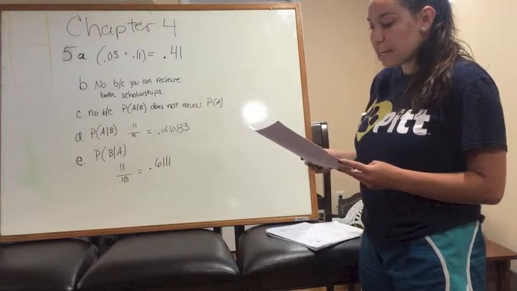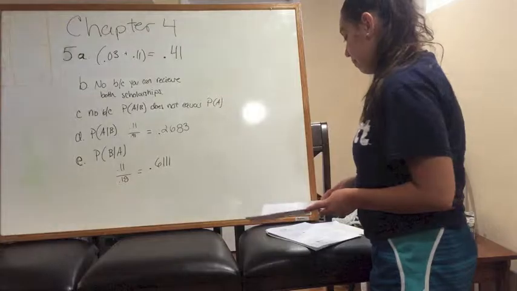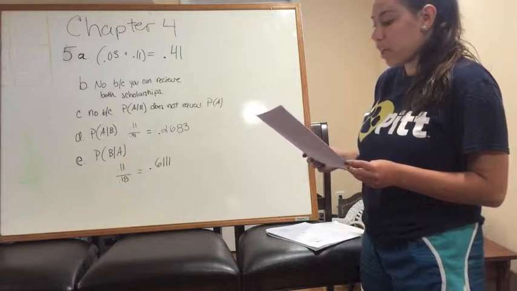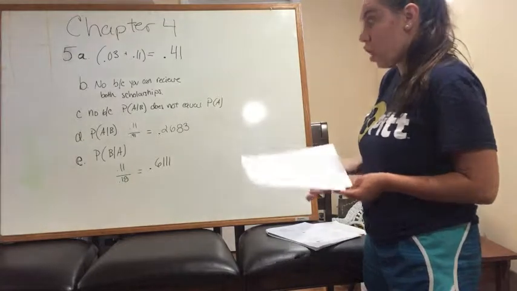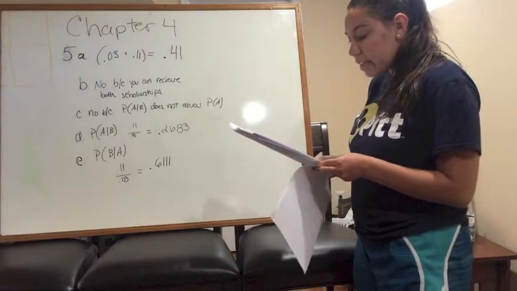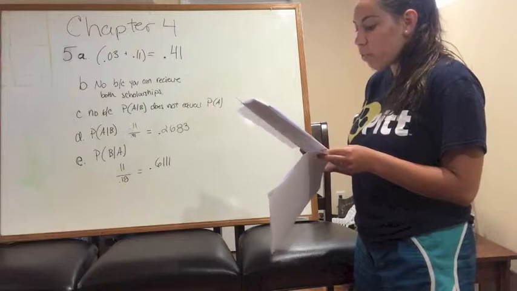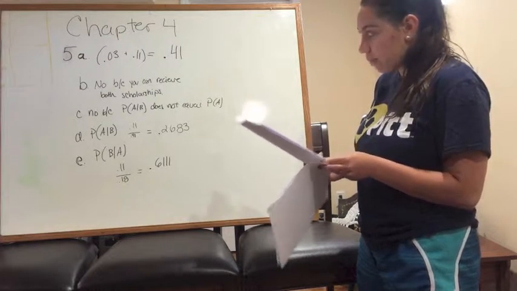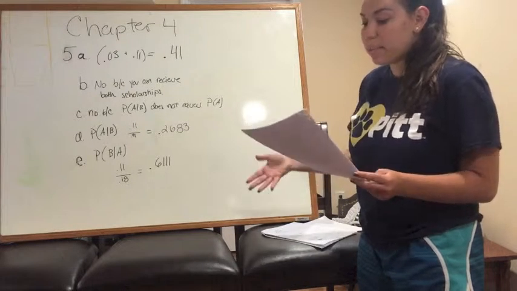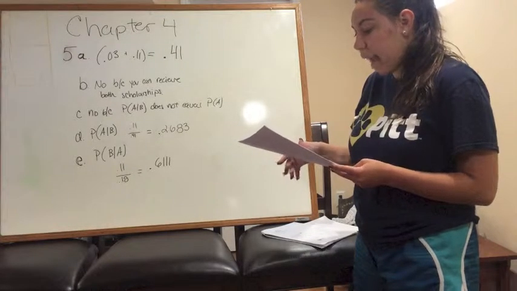For part B, the question asks, are events A and M mutually exclusive? Why or why not? Explain. For this one, the answer would be no, they are not mutually exclusive because you can receive both scholarships. Mutually exclusive, as stated in the notes, is defined as 2 events are mutually exclusive if when one event occurs, the other cannot. So for this case, we can receive both scholarships because there is a probability of receiving both scholarships. So that's pretty cut and dry.